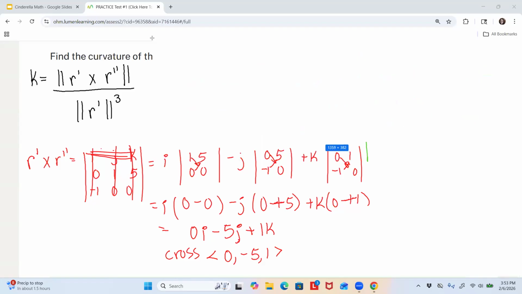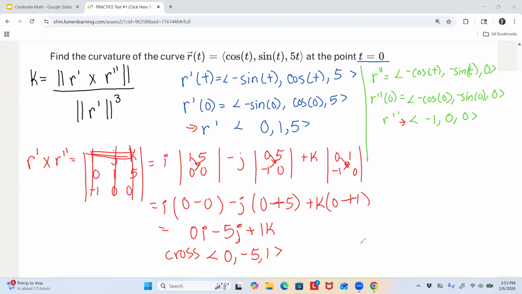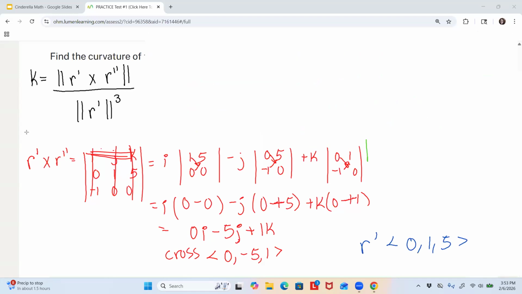Coming up here to the top, it says to do the magnitude of the cross. Oops, I need something that I erased. We need the blue. Let me write that down. R prime was 0, 1, 5. Okay, now I can go up on top. All right. So we need the magnitude of the cross, so the magnitude of the red answer. So that's going to be root, because magnitude is root of each individual component squared. So 0 squared plus negative 5 squared plus 1 squared. So that would be root 25 plus 1, so 26.